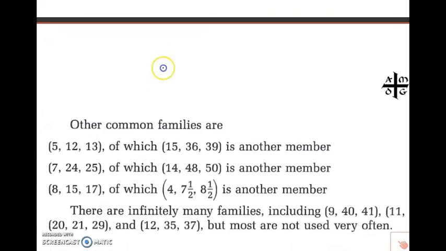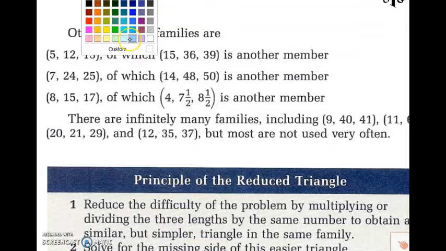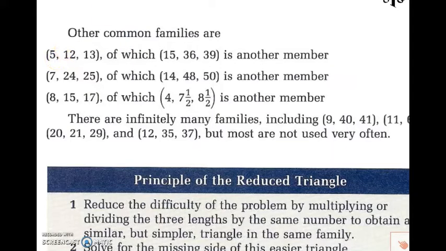Now that's one of the 4 Pythagorean triples that you will be required to know. The other 3 are noted here. So we need to know 3, 4, 5; 5, 12, 13; 7, 24, 25; and 8, 15, 17. Those can also be enlarged or reduced.